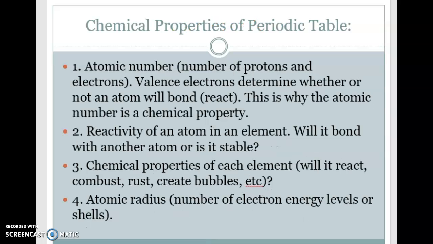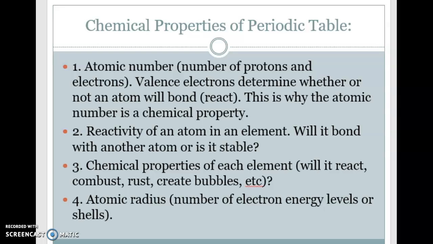So chemical properties of the periodic table include the atomic number for the element, which again tells you the number of protons and electrons. Valence electrons, which are the electrons in the outermost energy level of each atom, determine whether or not an atom will bond or react. And this is why the atomic number is a chemical property, and we'll look more at that shortly, valence electrons. The second chemical property is reactivity of an atom. Will it bond with another atom, or is it stable?